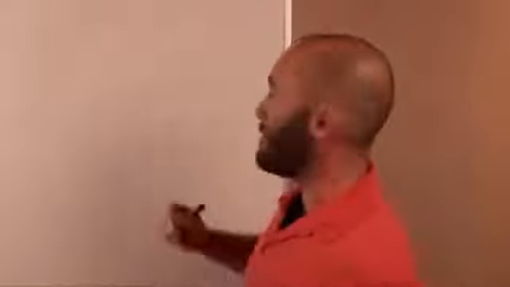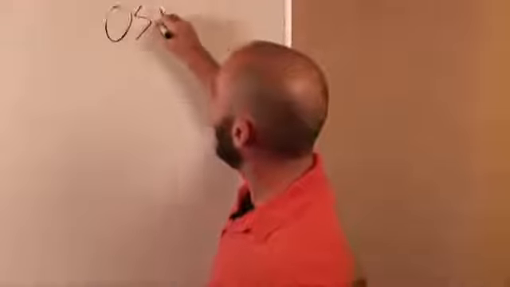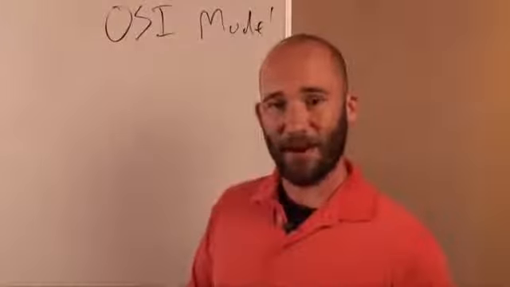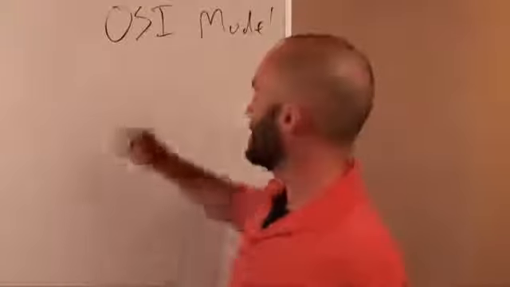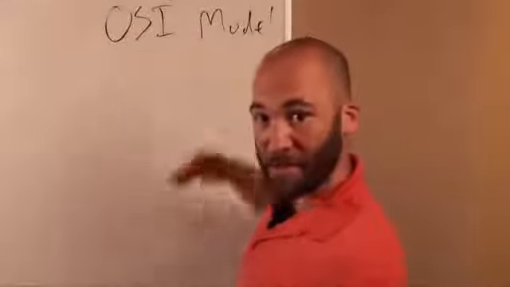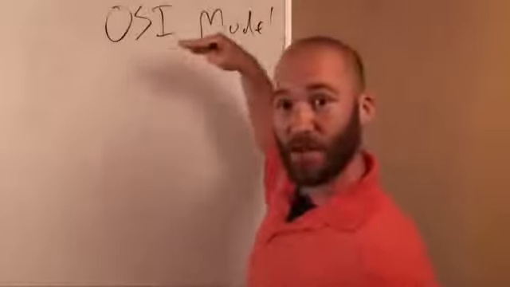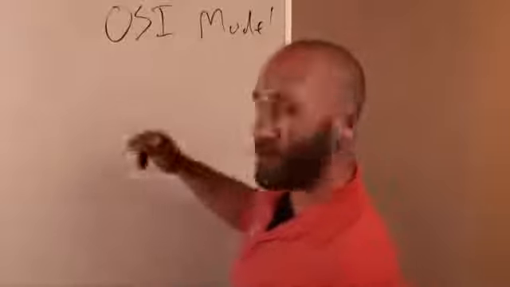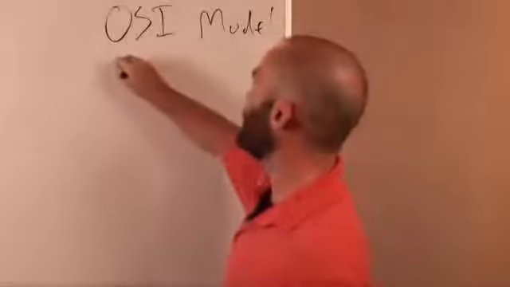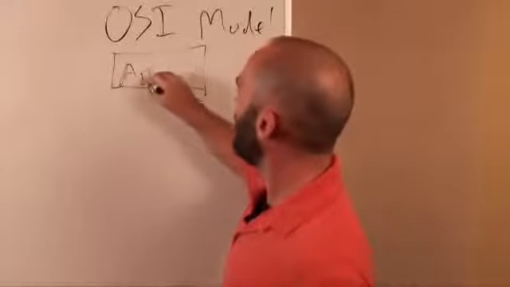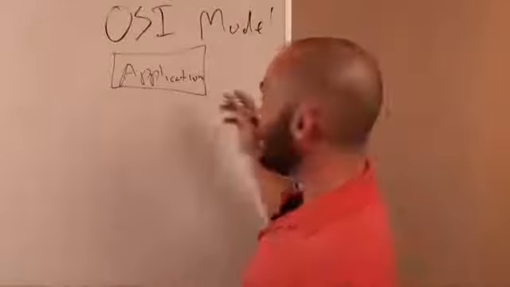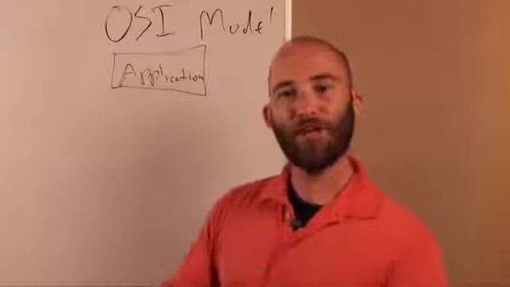Okay. So the OSI model, this is just the OSI model. The OSI model is made up of 7 layers. The layers from top to bottom go from what is closest to the end user, so what the user is interacting with, all the way down to actually shooting the information out on the network. So the first layer, the top layer, layer 7, is called the application layer. Now the application layer, this is the layer that the user is actually interacting with.